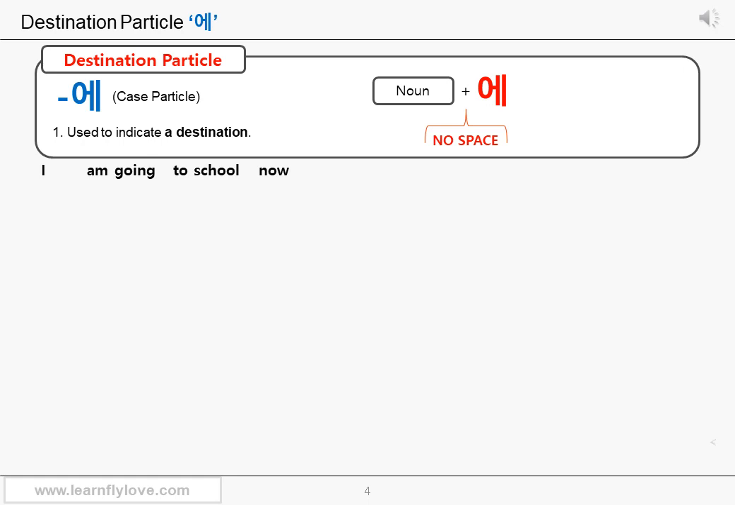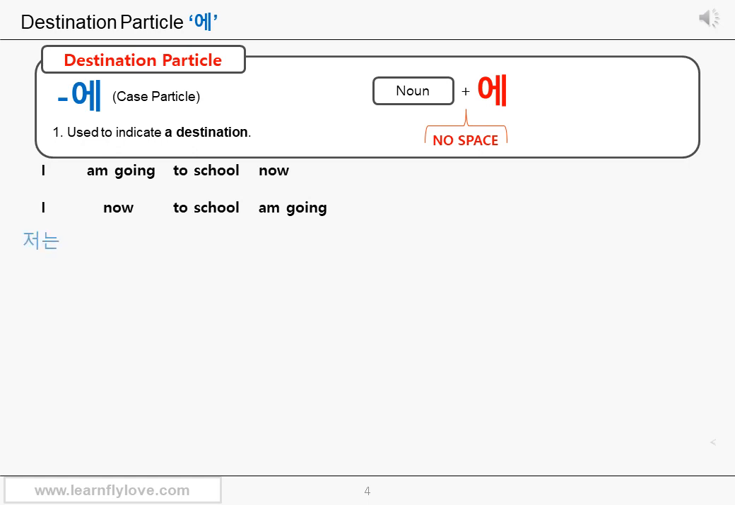What is the destination here? Yes, school is the destination. If I put this sentence in the usual order in Korean, it would be I, now, to school, am going. The time-related word now can be positioned right after the subject I, and the destination school is positioned right before the predicate am going, since the destination is directly related to the verb go. As I said, this is not a rule, but just the usual order people tend to use.